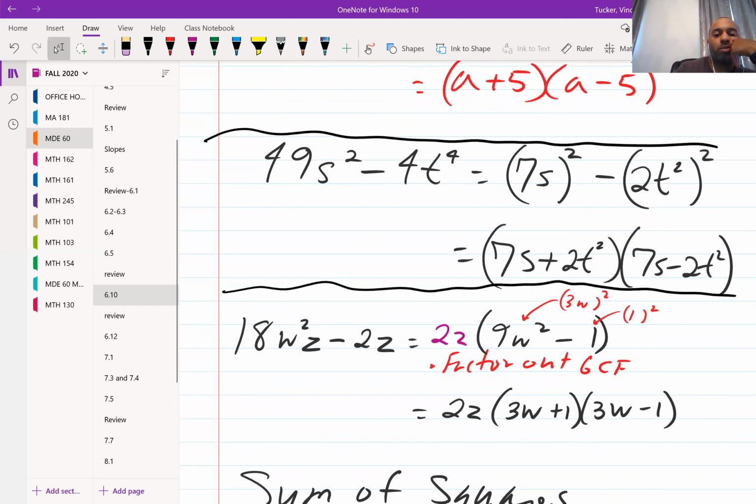All right, next one. 18w squared z minus 2z. Notice the first thing I did, remember I told you, as far as factoring, you always want to factor out your GCF first, if possible. So I factored out 2z, and that leaves me with 9w squared minus 1.